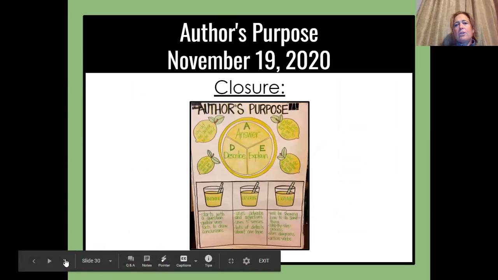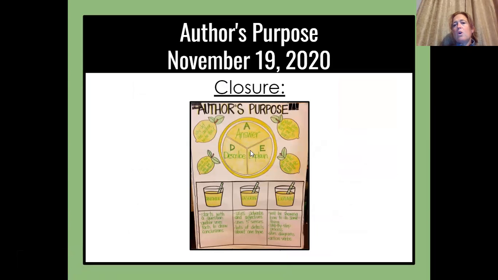All right, in closure, remember, the author's purpose can either be to answer questions, describe how something looks, or explain why something is or how it works, okay? So remember those three authors' purposes, and you'll have no problem figuring out what the author's purpose is for each passage that you read.